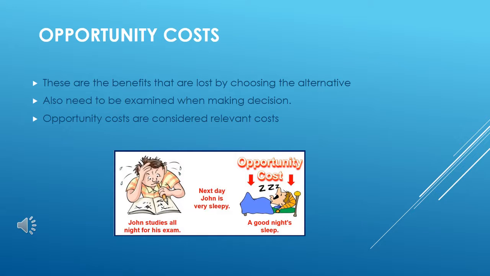Another type of relevant cost is opportunity costs. Opportunity costs are the benefits that we give up by choosing one alternative over the other. In our example with the laptop and the tablet, the opportunity cost of choosing the laptop would be losing out on the touchscreen on the tablet.